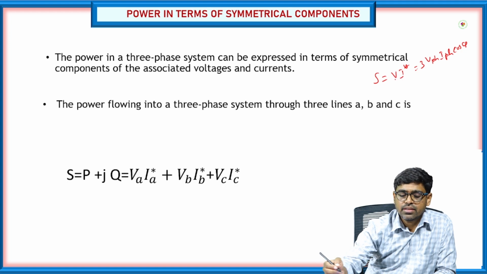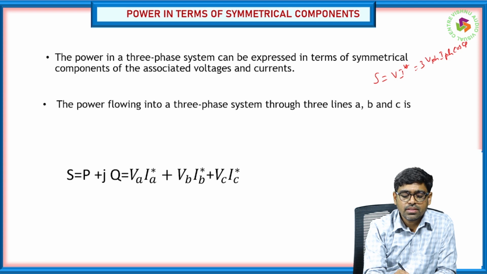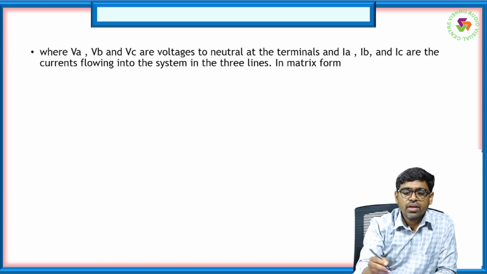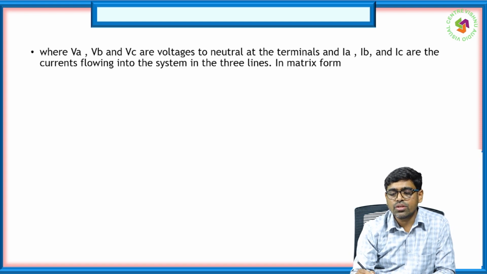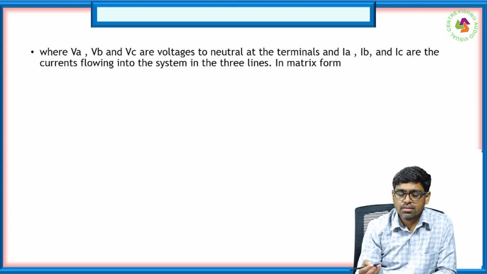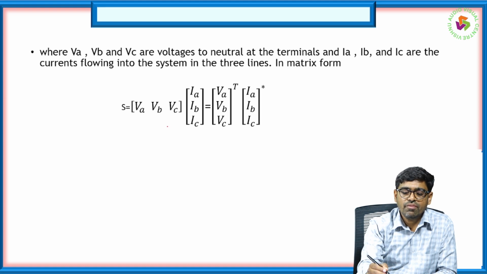So we need to calculate this power in the case of symmetrical components. S equal to P plus jQ, that is VA IA conjugate plus VB IB conjugate plus VC IC conjugate. Now we can write this power equation, where VA, VB, VC are the voltages to neutral at the terminals, and IA, IB, IC are the currents flowing into the system in the three phase lines. If we write it in matrix form, S equals VA VB VC whole transpose times IA IB IC whole conjugate.